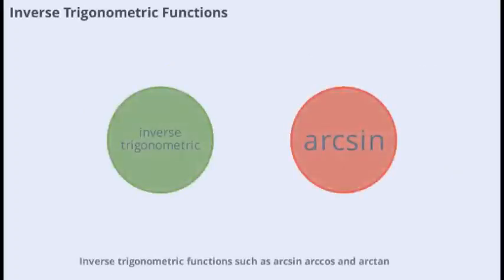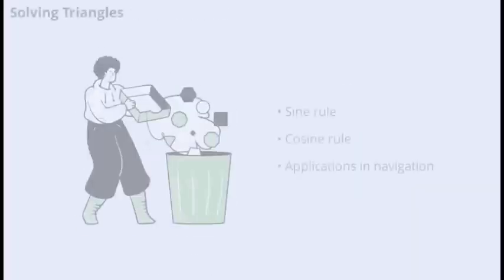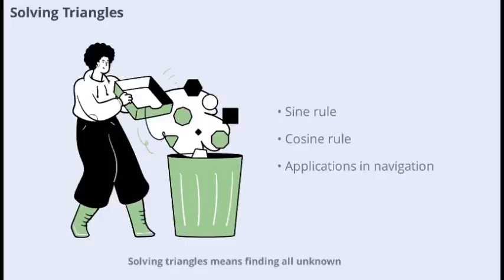Inverse trigonometric functions, such as arcsin, arccos, and arctan, allow you to find the angle given a trigonometric ratio. These functions are essential for solving equations where the unknown is an angle, and they have specific ranges to ensure unique solutions. Solving triangles means finding all unknown sides and angles given some initial information. This often involves using the sine rule, cosine rule, or trigonometric identities. These methods are widely used in navigation, engineering, and physics to determine distances and angles in real-world scenarios.